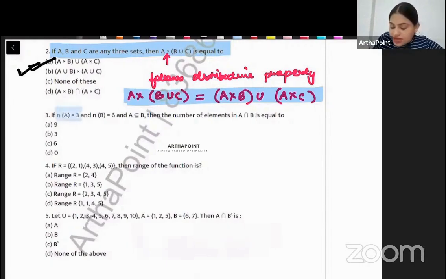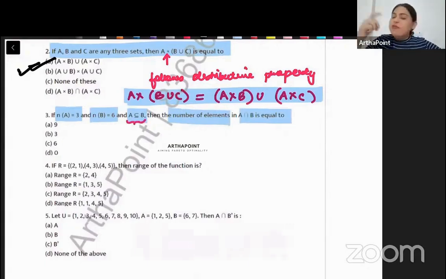Number of elements in A is 3. Number of elements in B is 6. A is a subset of B. Number of elements in A intersection B is equal to. Beta, it says A is a subset of B. मतलब जो भी A में है वो B में होगा ही होगा. So something like this.